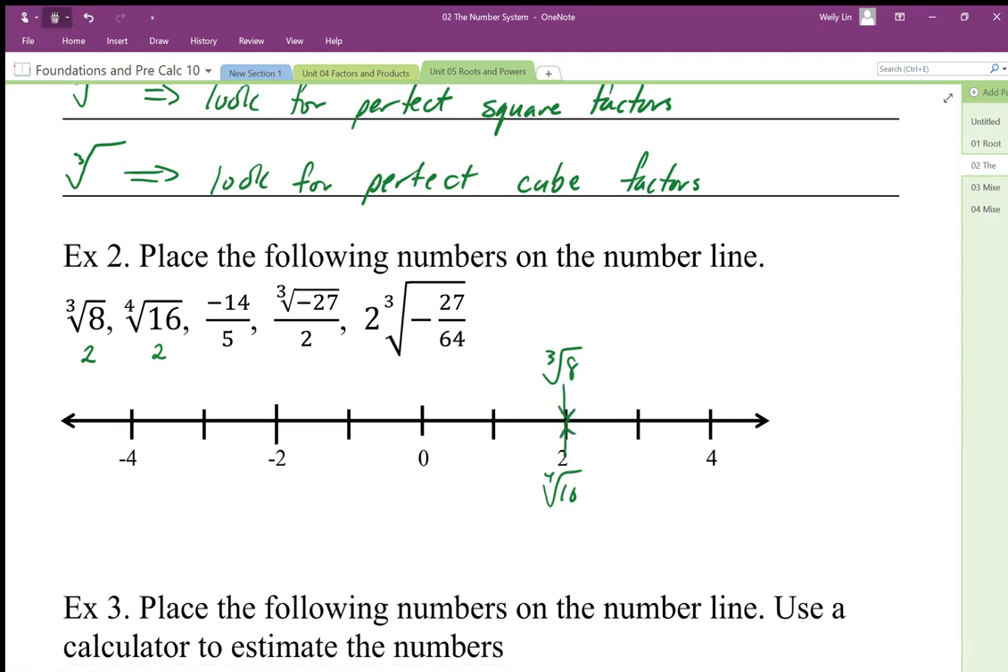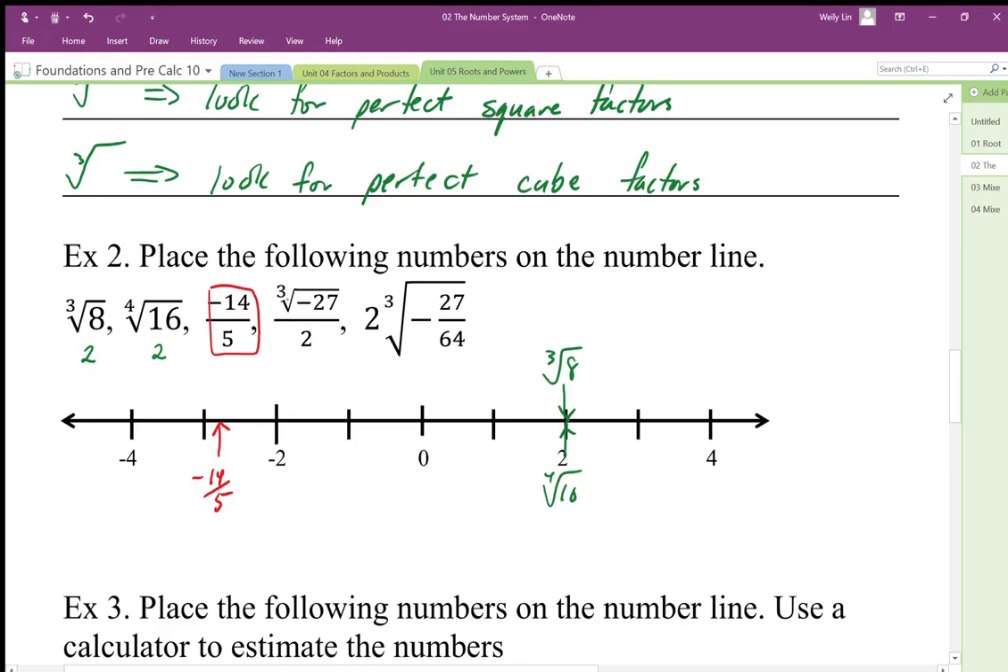When we look at 14 divided by 5, really that's negative 2.8. So at 2.8, we can find 2.8 right about there. So that's going to be negative 14 over 5. Sorry, 14 over 5.